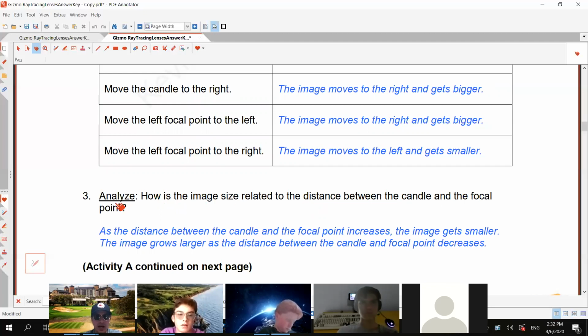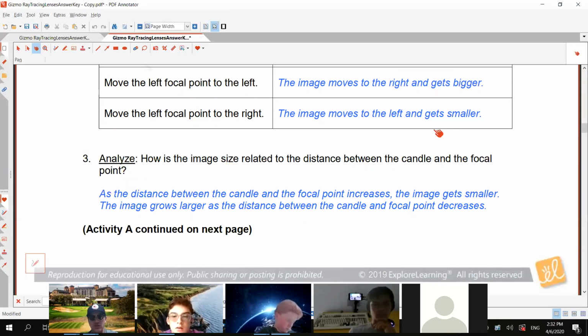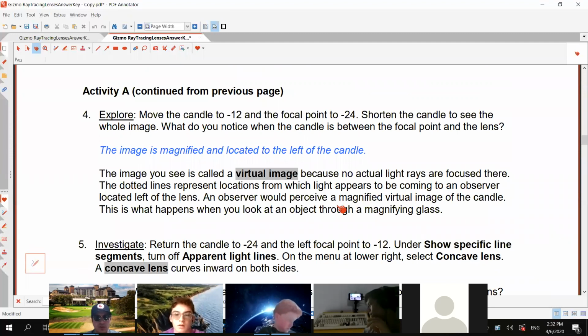Okay, question 3 asks you to analyze the image size related to the distance between the candle and the focal point. We already kind of went over that general rule. As the distance between the candle and focal point increases, the image gets smaller. The image grows larger as the distance between the candle and focal point decreases. Okay, we already kind of talked about that generalization.